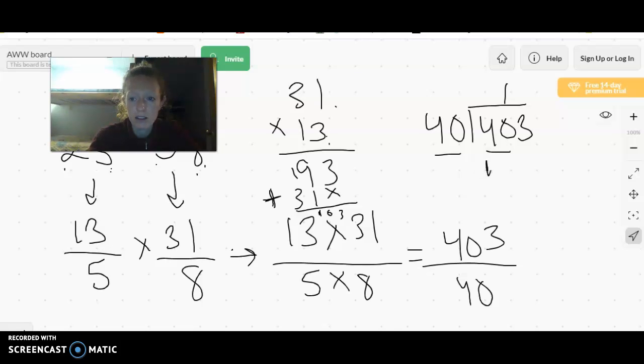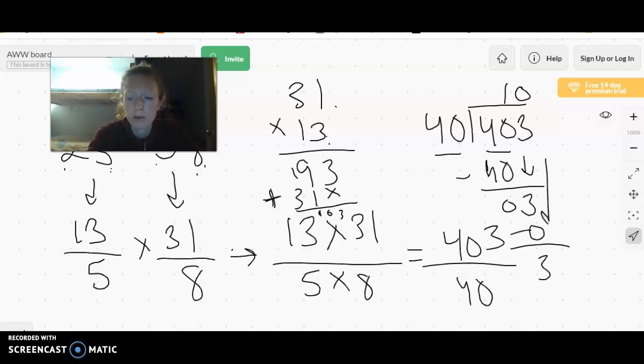1 times 40 is 40. 40 minus 40 is 0. Bring down the 3. 4 goes into 3 how many times? 0 times. 0 times 40 is 0. Subtract 3. Any more numbers to bring down? No. So I have 10, remainder 3.